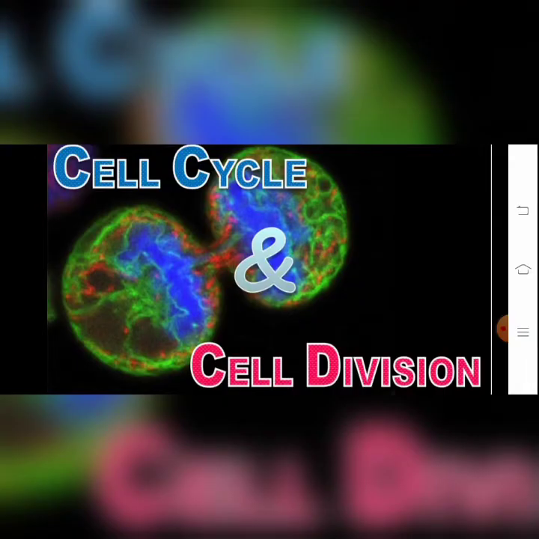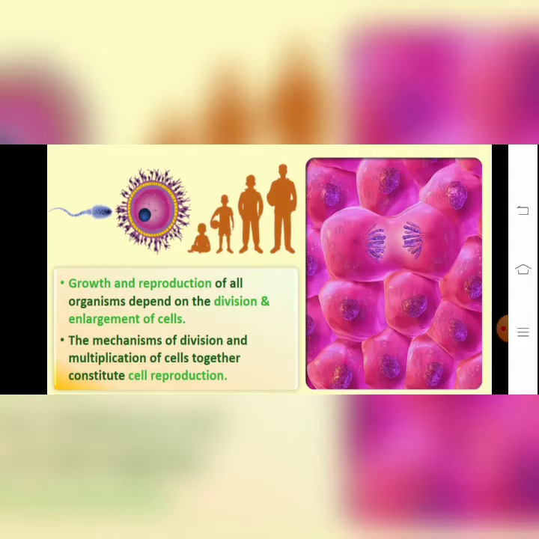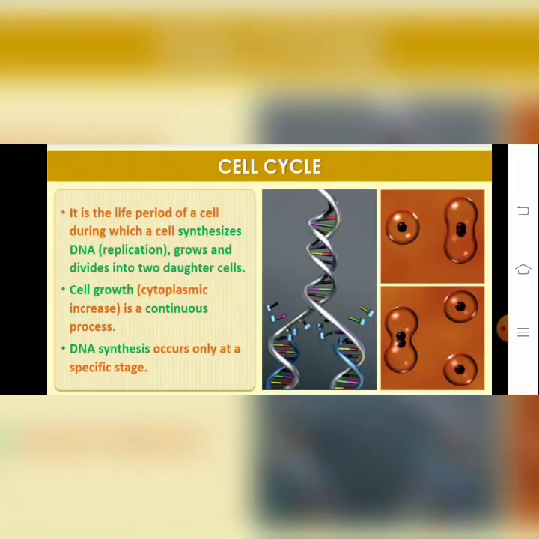Now let us discuss the definition of cell cycle and cell division. The growth and reproduction of all organisms depend on the division and enlargement of cells. The mechanisms of division and multiplication of a cell together constitute cell reproduction, which is another name for cell division. The cell cycle is the life period of a cell during which a cell synthesizes DNA, that is called replication. So DNA replicates its own copy, the cell grows, and it divides into two daughter cells. DNA synthesis takes place only at a specific stage of the cell cycle, which we will discuss a little later.